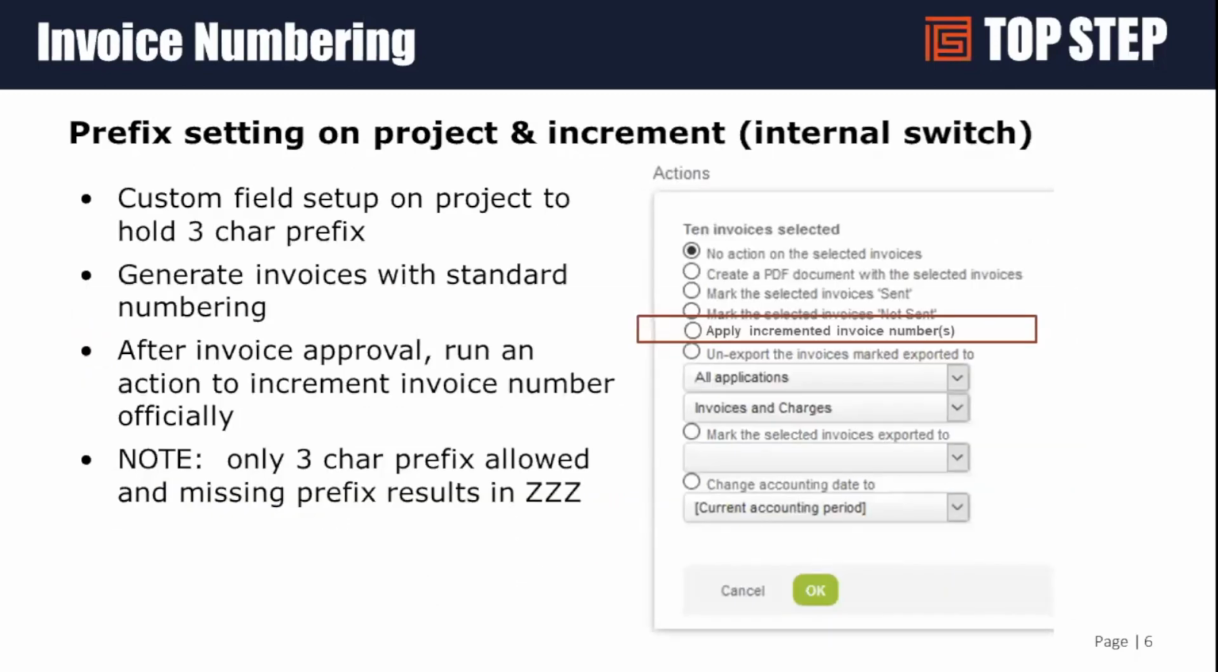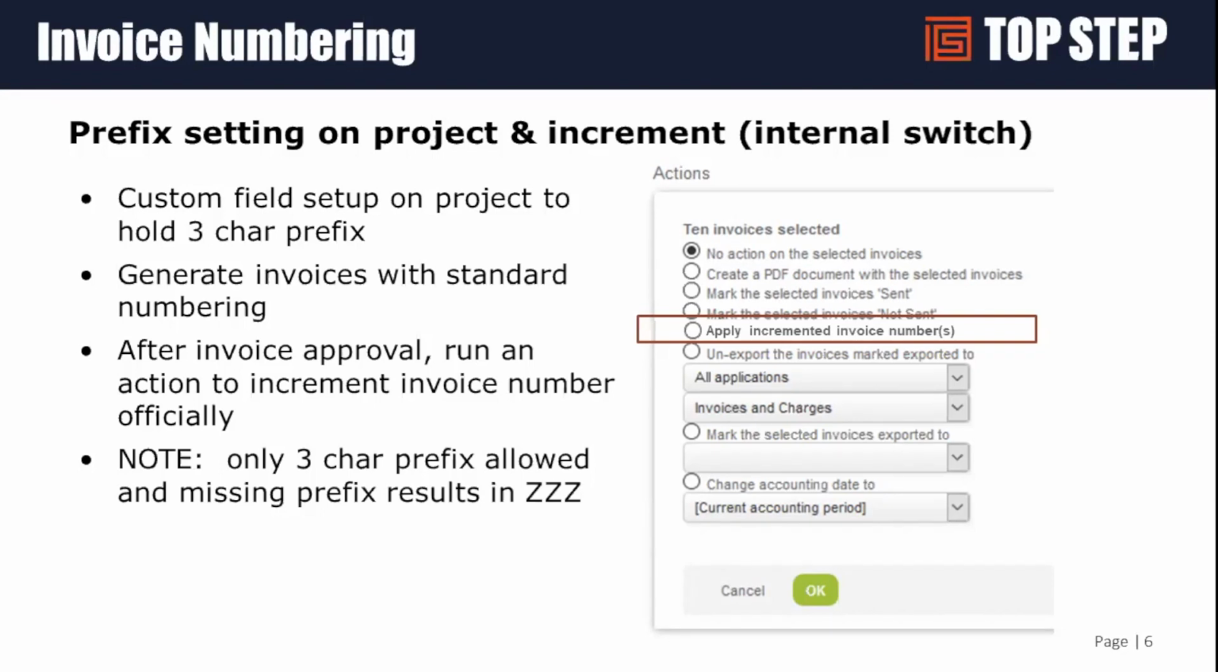It's a switch, and it requires a special custom field to be set up. It's available also in Suite Answers. And what it does is it gives you the ability to set up a 3-character prefix that you can set on a project form, on the project properties form. It has to be 3 characters. It can't be 1, can't be 5, can't be 2. It has to be 3.